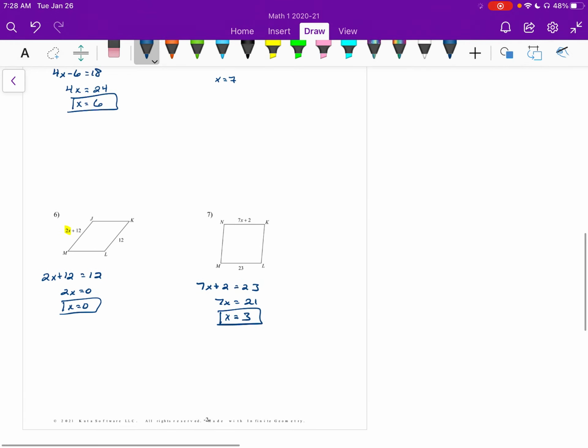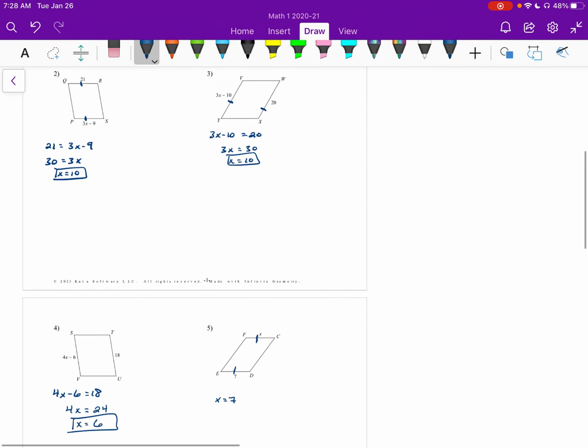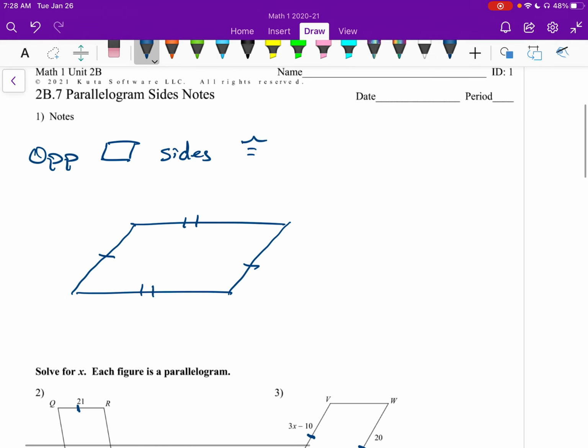All right, that is that lesson. Hopefully this is quite easy for you. Just make sure that you know all of the rules. It might be good to make yourself a note card and write down all of the parallelogram rules. That way, whenever they're intermingled together, you're able to have all of those rules right there for you.